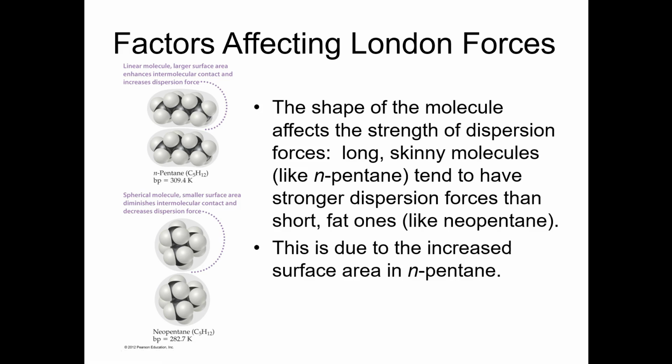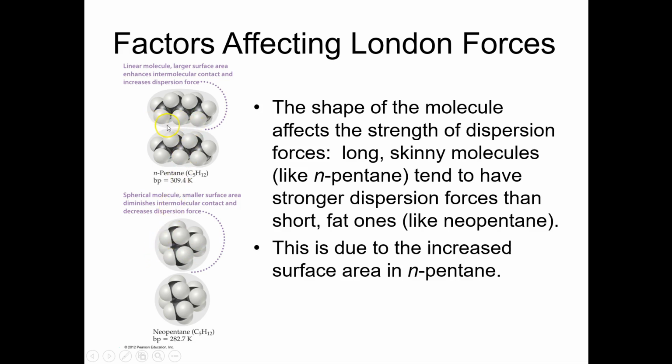Well, there are factors that affect the strength of London dispersion forces, and one of them is shape. And so these are two isomers of pentane. They both have the same formula, but their shapes are different because their carbon connectivities are different. We've talked briefly about isomers before. This has more of a linear shape, n-pentane. What's called neopentane has more of a spherical shape.